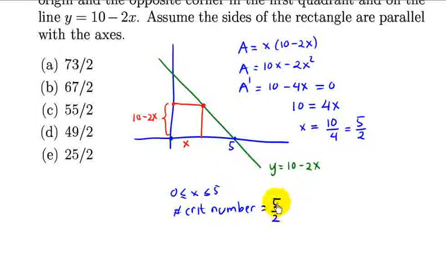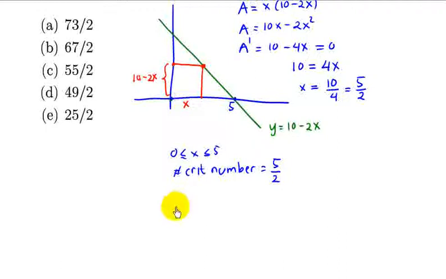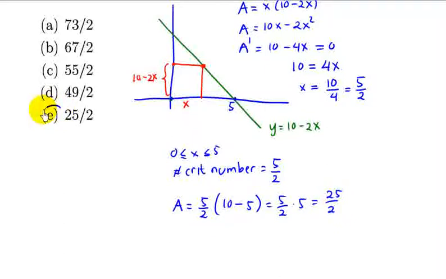So we know that this critical number will maximize your area. So what you need to do, just plug in 5 over 2 to your A. You can plug in to this A or to that A, it doesn't matter because they are equal. So 5 over 2 multiplied by 10 minus 2 times 5 over 2 is 5. So 5 over 2 multiplied by 5 is 25 over 2. So the answer is E.